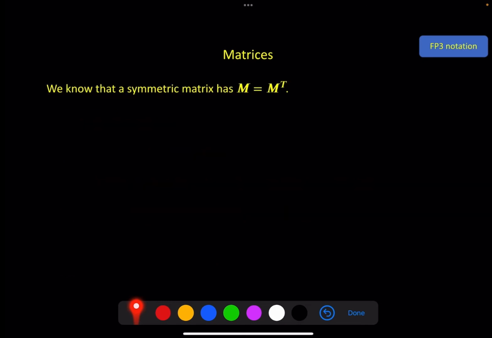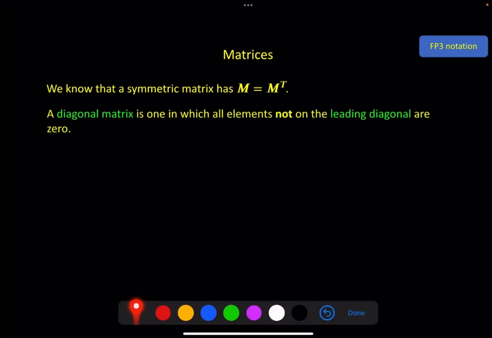Here we go, a few notes to start us off. We already know that a symmetric matrix is one that is equal to its own transpose. We also now need to know that a diagonal matrix is defined as one in which all the elements that are not on the leading diagonal are 0, like this. So it doesn't matter what these three elements are. What matters is that all the other elements are zeros.